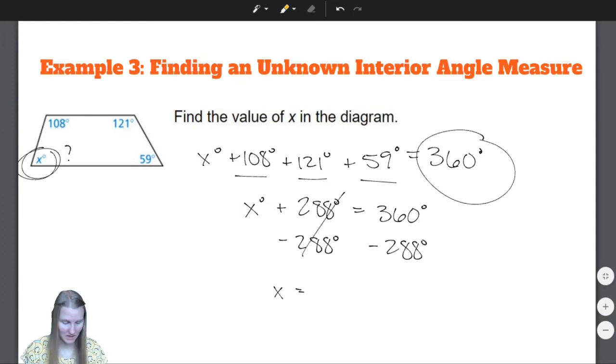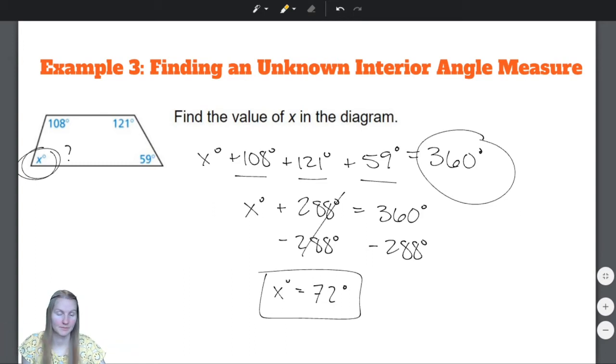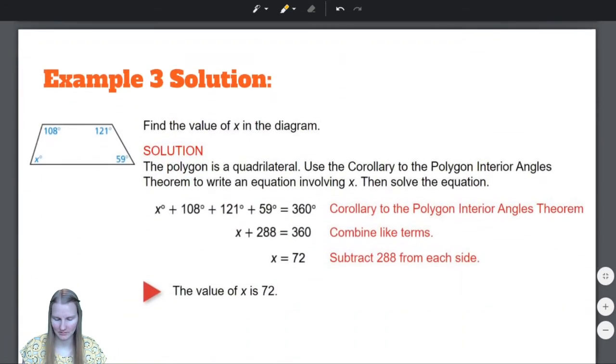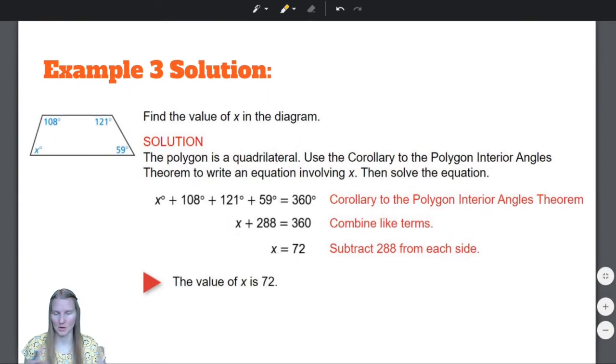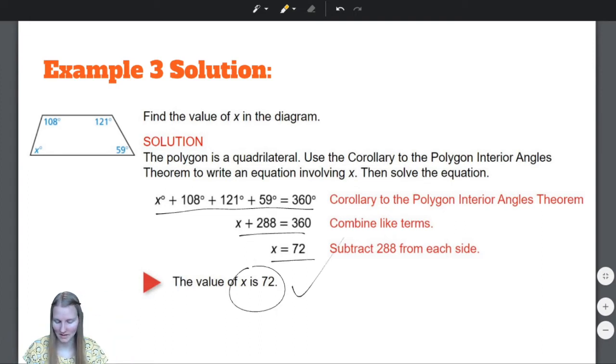And we get that x is equal to 72 degrees. Or x degrees is equal to 72 degrees. And there we go. Let's check and make sure that we were correct. Yep, they added all of them together to equal 360. Combine like terms. Boom. X is 72.